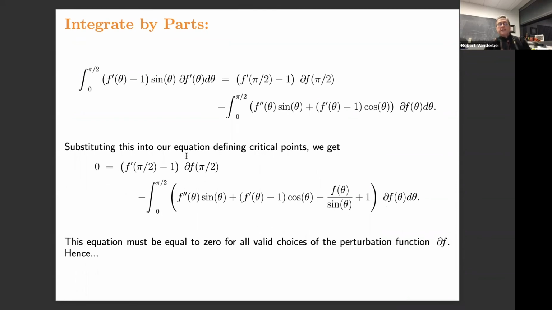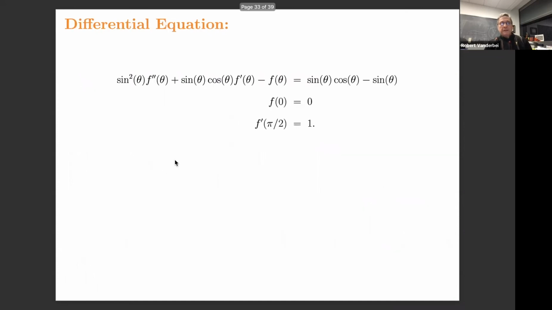We want this expression to be equal to 0 for all choices of this perturbation function, delta f. All choices, which means that this thing here has to be equal to 0. Because if this isn't 0 for all theta, then we can find a delta f where this integral wouldn't be 0. And similarly, this thing up here has to be equal to 0 for the same basic reason. So now we have a differential equation. We went from that integral being equal to 0 to a differential equation.